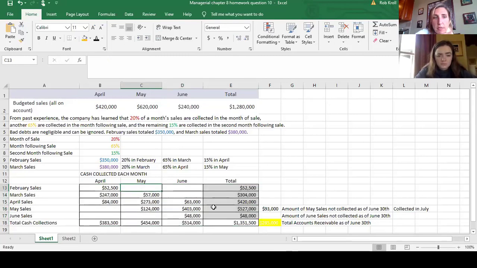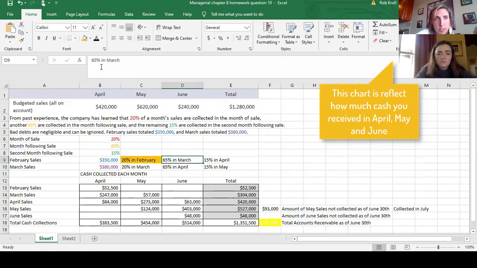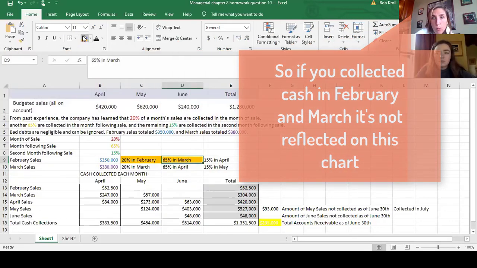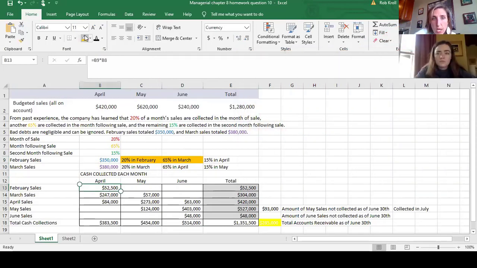So there's nothing in this box for May or June on the top, because what it is saying is you had $350,000 worth of sales in February. You would have collected 20% of that in February, right? Then you would have collected 65% in March. So this chart is only asking about what did you collect in April and May and June. I, in theory, would have collected all of the money already from the February sales by the time the month of April is over.